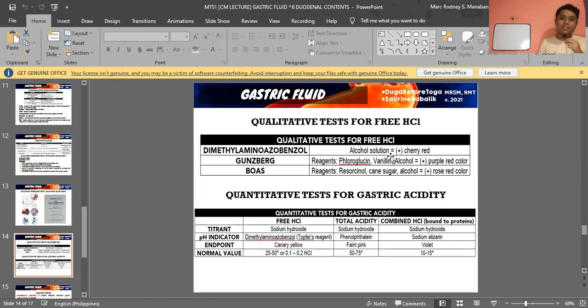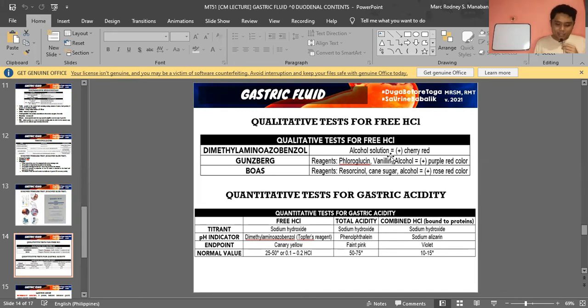Now for quantitative tests, dears, remember, it's all about titration. Okay? So for free HCl titration, you use sodium hydroxide. Your pH indicator is dimethylaminoazobenzole, your first reagent, and the endpoint is canary yellow color. Normal value is 25 to 50 degrees or 0.1 to 0.2 HCl.